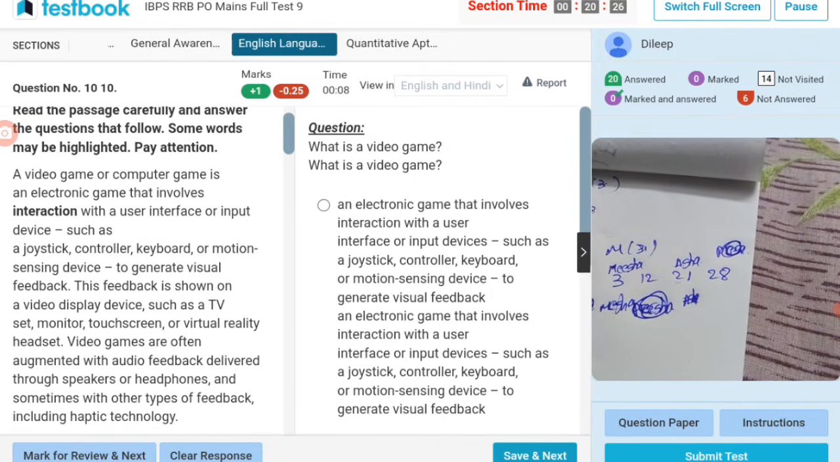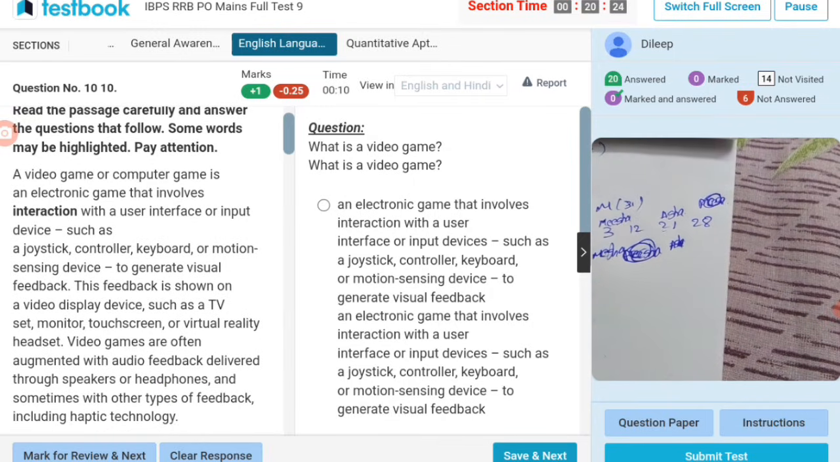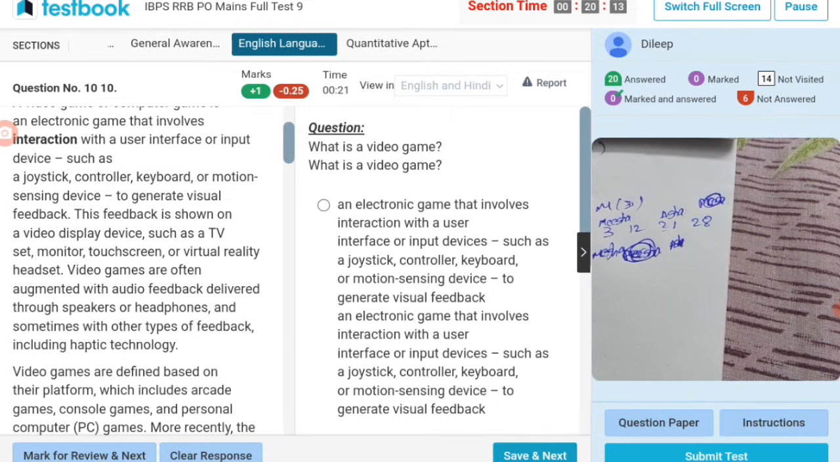A video game or computer game is an electronic game that involves interaction with a user interface or input device such as a joystick, controller, keyboard, or motion sensing device to generate visual feedback. This feedback is shown on a video display device such as a TV set, monitor, touchscreen, or virtual reality headset. Video games are often augmented with audio feedback delivered through speakers or headphones, and sometimes with other types of feedback, including haptic technology. What is a video game?